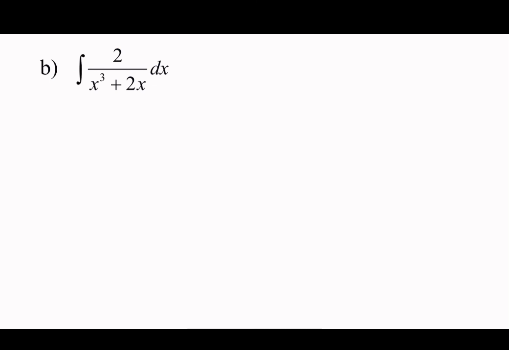And for B, kita nak cari integration of 2 over x cube plus 2x dx menggunakan partial fraction juga. Jadi, first of all, saya akan cuba untuk factorizekan 2 over x cube plus 2x ini. So, dia akan jadi integration of 2 over x times x squared plus 2.